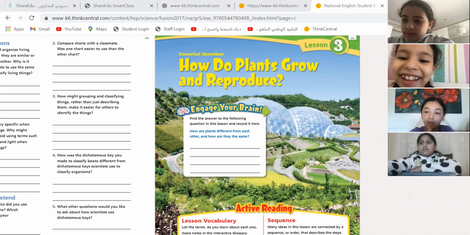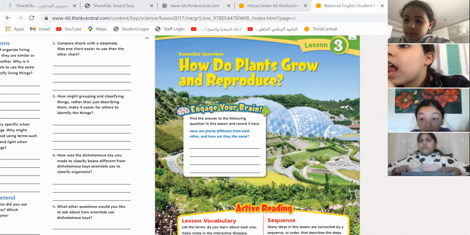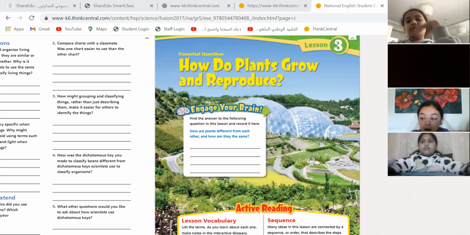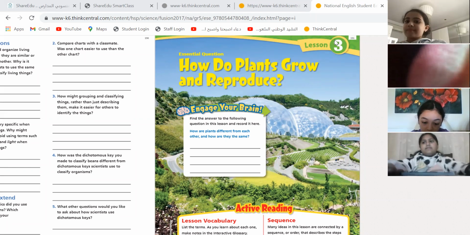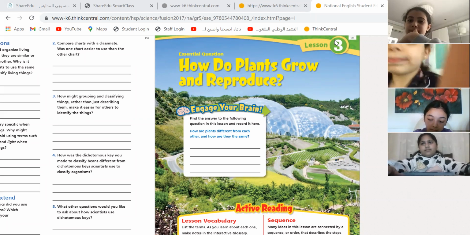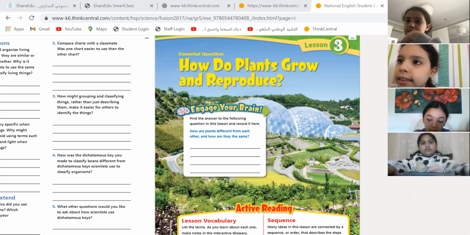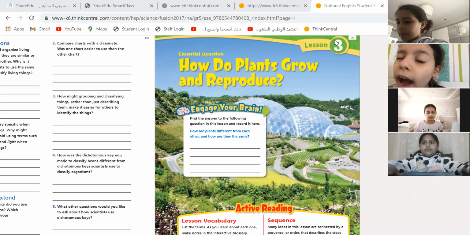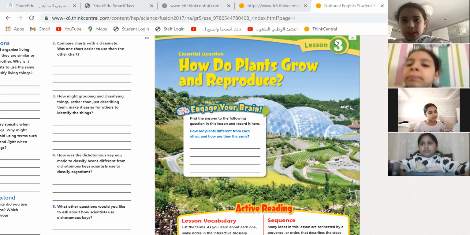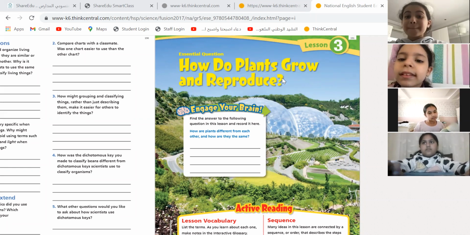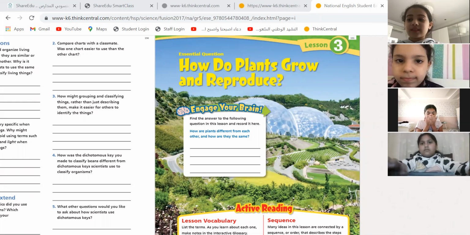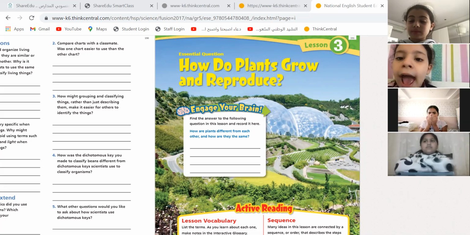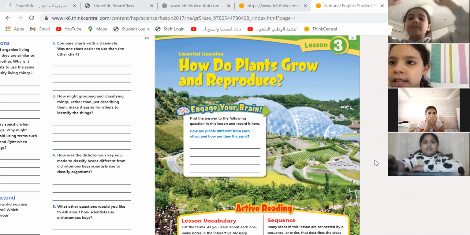Some of them grow with seeds and some of them grow with spores. Remember spores? Spores are not seeds, but they are similar. They make new plants, but they are not seeds. Like who? Do you remember, guys? The moss. Excellent, like mosses and ferns.